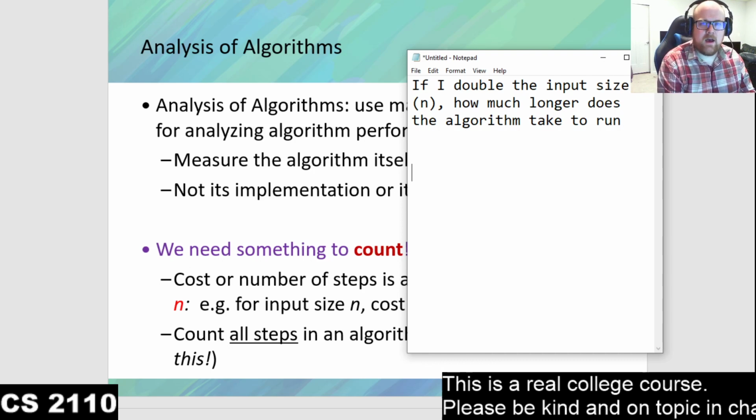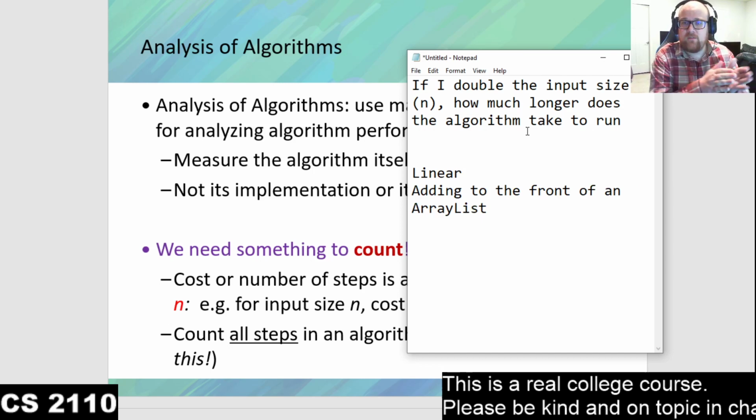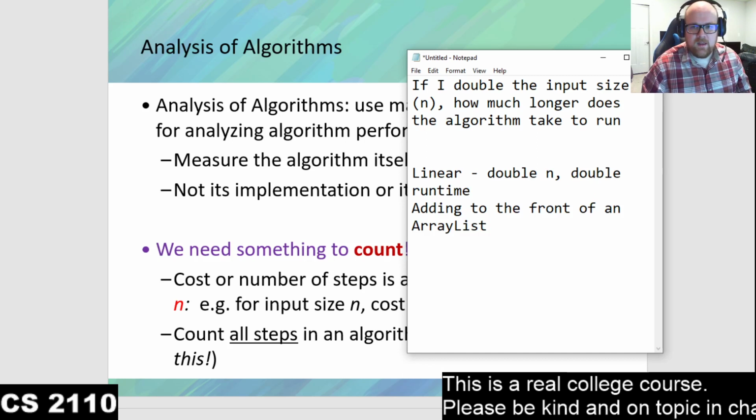We talked about how if a function has linear growth, that is to say, if it grows linearly, an example of this is adding to the front of an array list. This was linear because we have to shift n elements over to make room for the new element. If I double n, I double the runtime. If I double the size of the input, it doubles the size of the runtime.